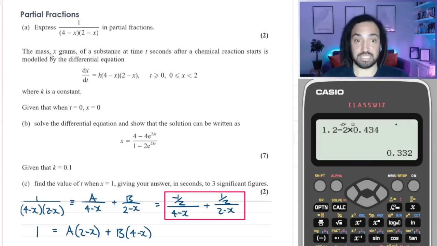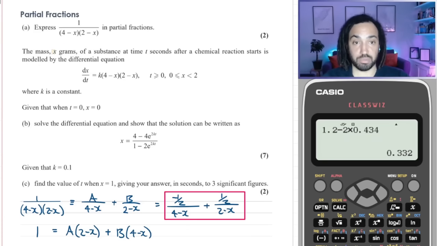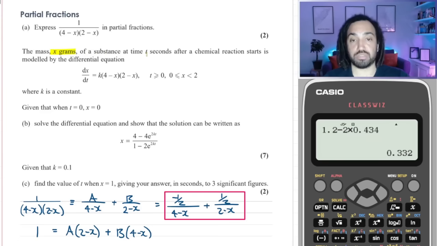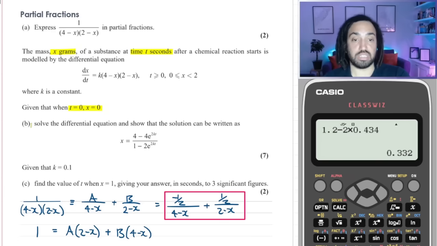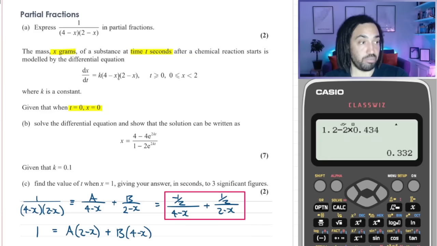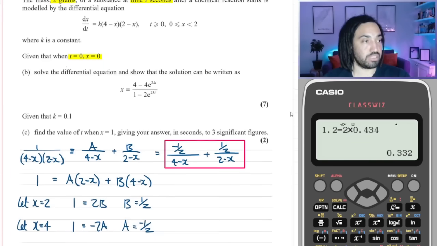The mass x in grams, always important to label units, of a substance at t seconds after a chemical reaction starts is modelled by this differential equation. There's the initial conditions, and it says solve the differential equation. Okay, so let's just solve that differential equation, and we're going to do that by separating the variables. So I'm going to pick up this dt, times it to this side. I'm going to pick up these 2 brackets, and then I'm going to divide it through, so all the x's on the same side. Okay, so let's do that.